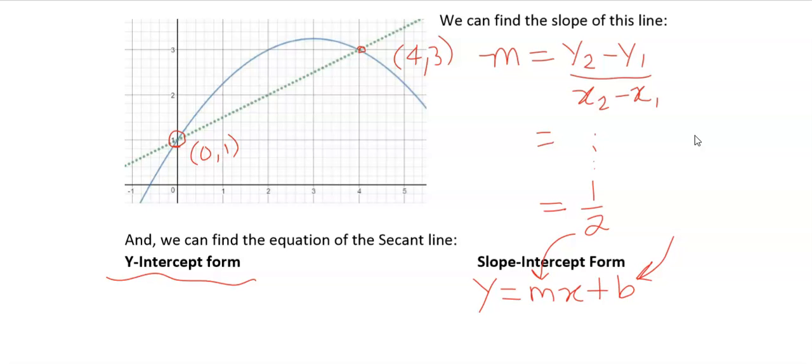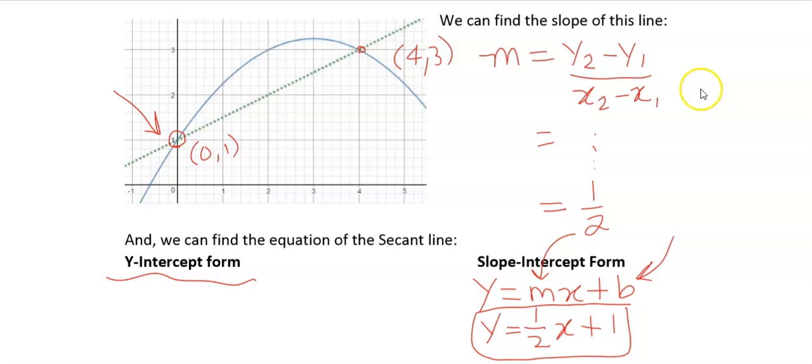Now this one is fairly easy because I can see what the y-intercept is, right? I can clearly see that this line has a y-intercept of positive 1. So my equation here would just be y equals 1/2 x. 1/2 goes in front of your x. Don't forget your x. And plus 1. There's the equation of that secant line. And like I say, it's a relatively straightforward technique.